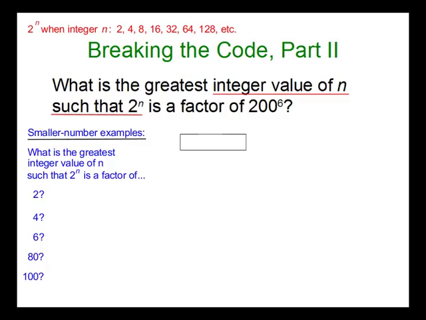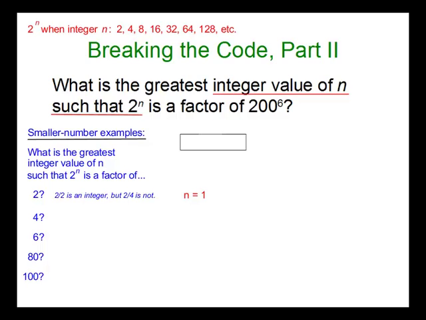Don't worry if you didn't think about all of them. Thinking about even a few would get you somewhere. So what's the greatest power of 2 that goes into 2? That's probably the most straightforward one. 2 divided by 2 gives you an integer. In other words, 2 goes in, but 4 does not go into 2. Okay, so the greatest power of 2 that goes into 2 is the first power, n equals 1.